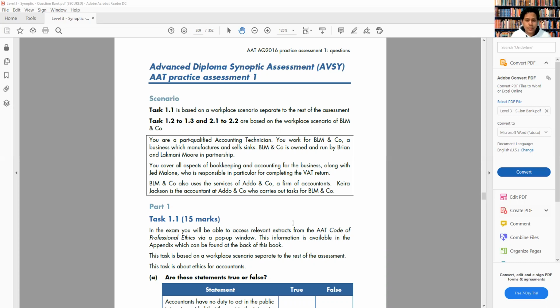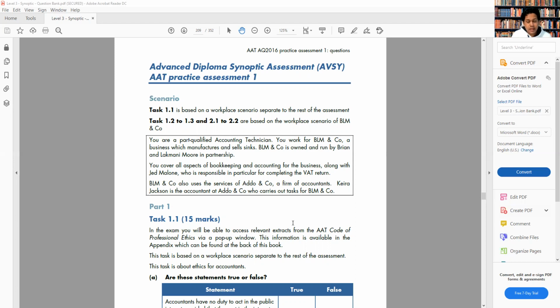As we already know, the Synoptic is one of the papers that most students find really difficult, and the exam is quite tricky. So many students and so many teachers even say the Synoptic in Level 3 for AAT is harder than Level 4. So you have to take some extra care in order to get a good score.